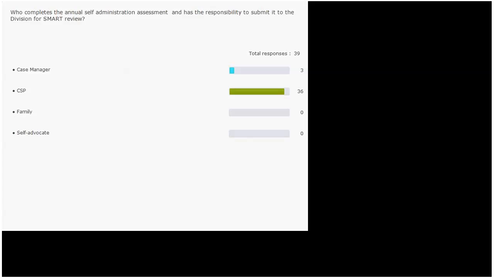So it looks like the majority of people chose the community support provider, and this is absolutely correct. So that actual assessment of the person's ability to self-administer will be submitted in whatever capacity the CSP decides to submit information to the division for SMART review. The actual discussion at the ISP will be the responsibility of the case manager to submit. And actually on that ISP agenda, that question is already addressed in one of the required items. So as long as you answer that question on the ISP agenda, there really should be no reason to forget that part in the ISP.